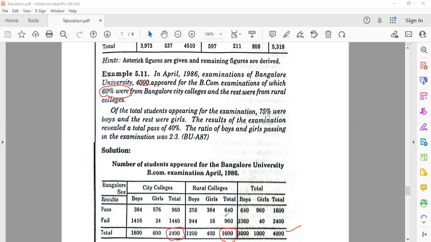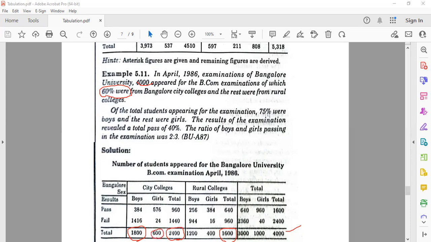Now, depending upon the passing results, we have the passing results here. So what is the passing results? Of the total students appearing for the examination, 75% were boys and the rest were girls. That means out of the total number of students in each college, the ratio of boys to girls is given here. So 75% were boys, the rest were girls. That means 2,400, if you take 75%, that comes to 1800. So that is boys. The rest, you have to subtract, you get 600 as the rest.